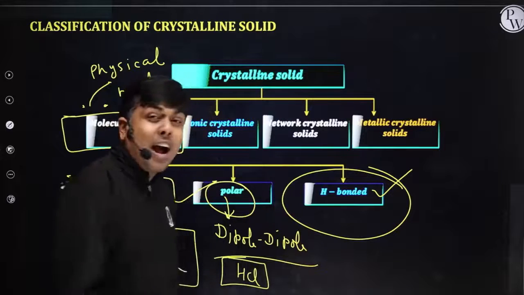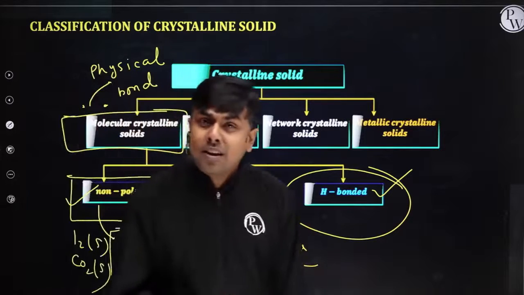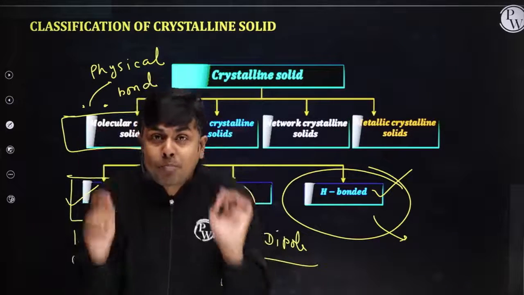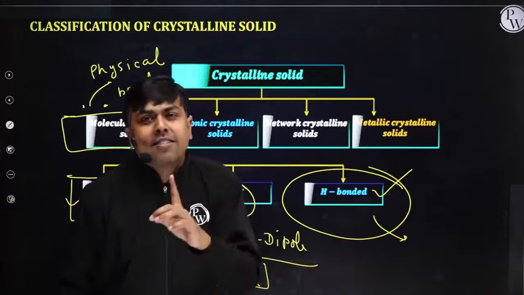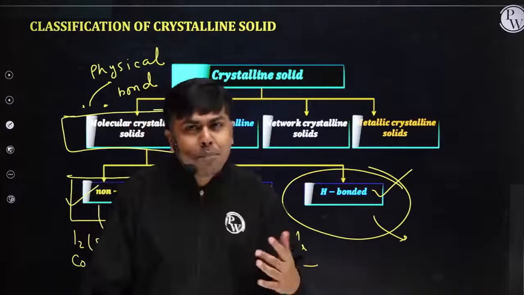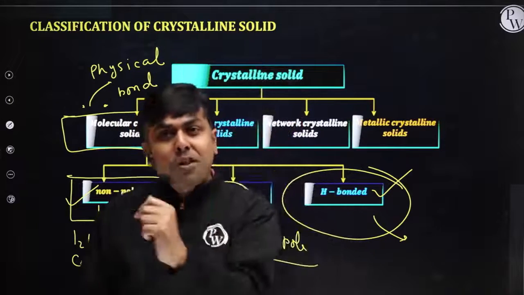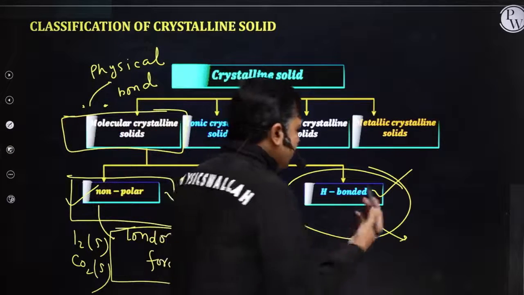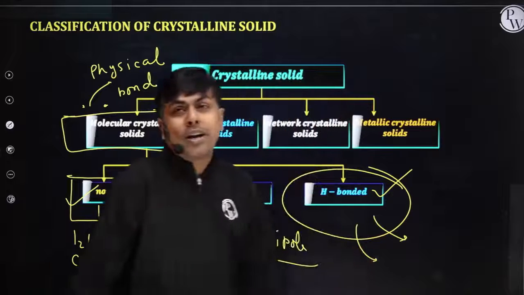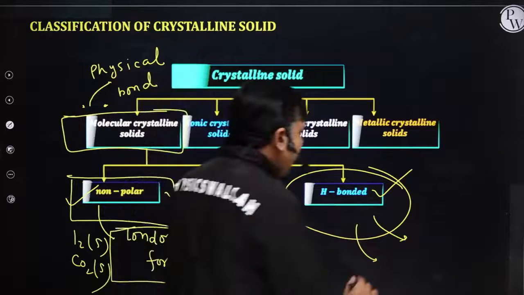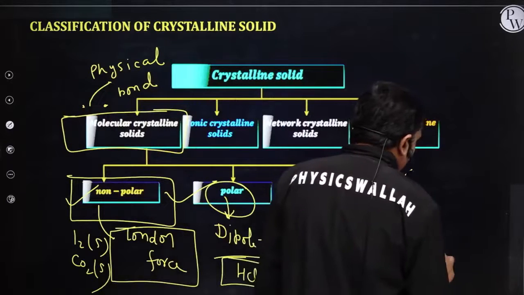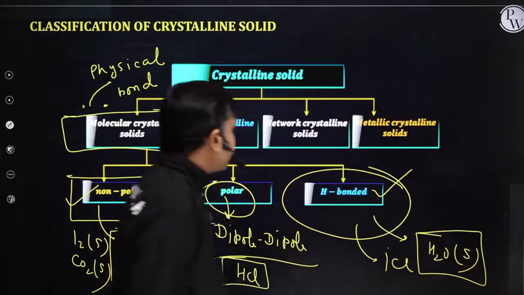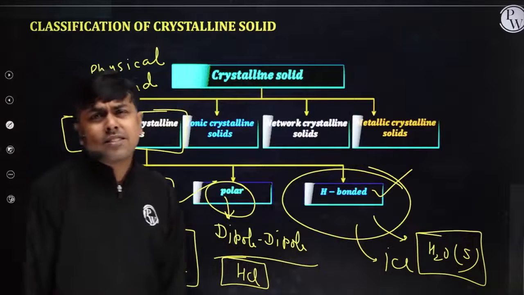If I talk about hydrogen bonded molecular solid, here also the constituent atoms or molecules are polar, so basically it's a case of dipole, and hydrogen bonding is a special case of dipole interaction. The best example of this H-bonded molecular solid is ice, H2O solid. Am I clear? Okay.